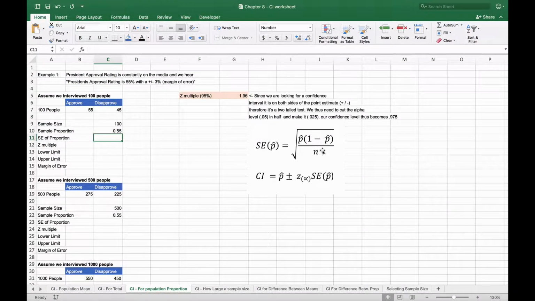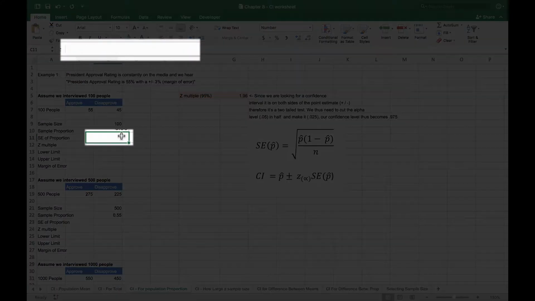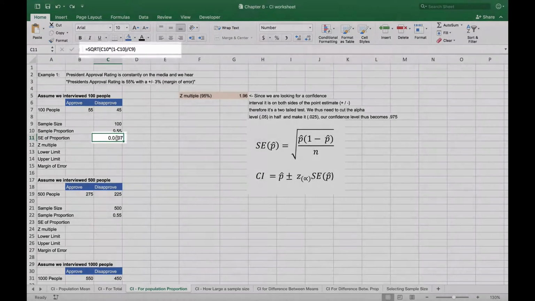And that's going to be given by this formula, which is just p hat, which is the 0.55, times 1 minus p hat, which will be 0.45, divided by the number of observations, which is 100, and we take the square root of that. And as you can see, when we do that formula up here, the square root of C10 times 1 minus C10 divided by C9 will give us the formula that we want. And the result is 0.0497.